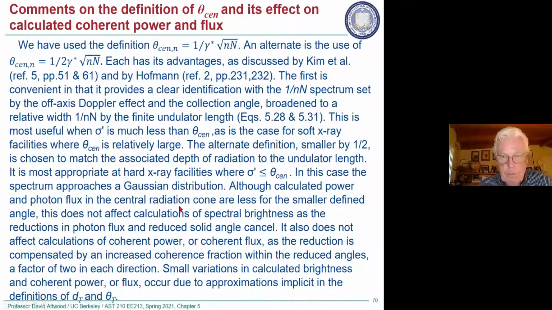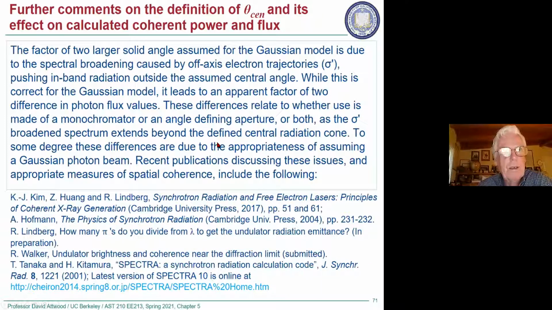So what am I saying here? Yeah, this is too much about central radiation cones. Okay.